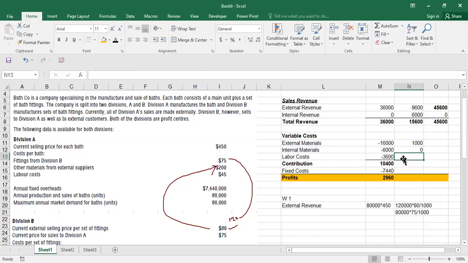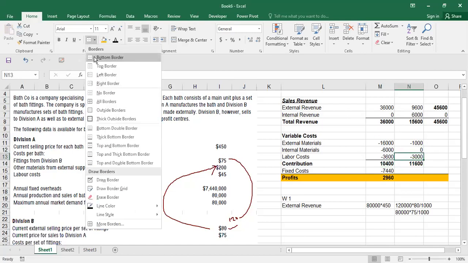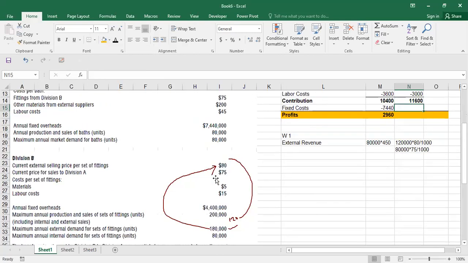Labor cost would be 200,000 units multiplied by 15, divided by 1,000 multiplied by -1. Let's do like this, 3,000. And this should also be multiplied with -1. So this is their variable cost. And if I put here this formula, it comes like this. And then we put up their fixed cost.